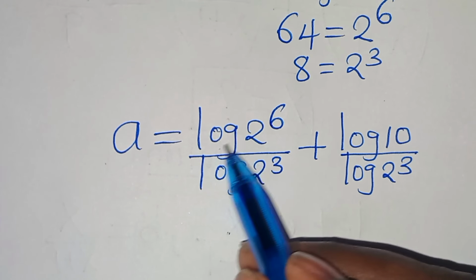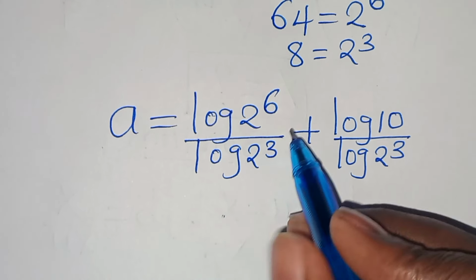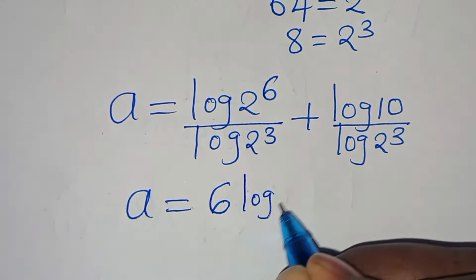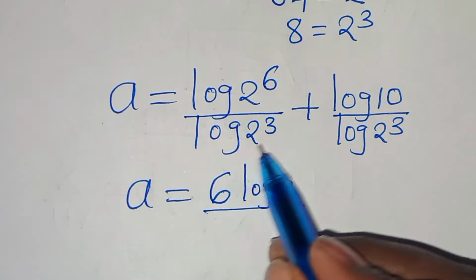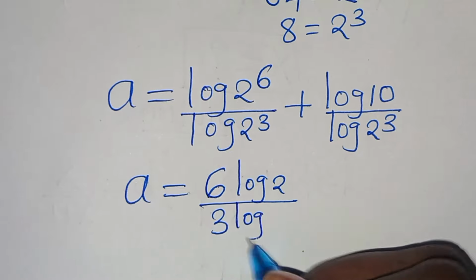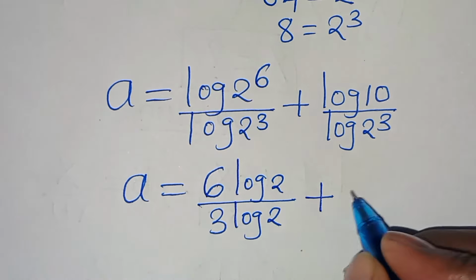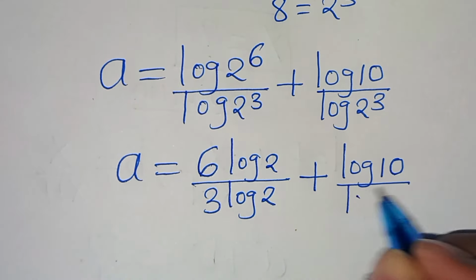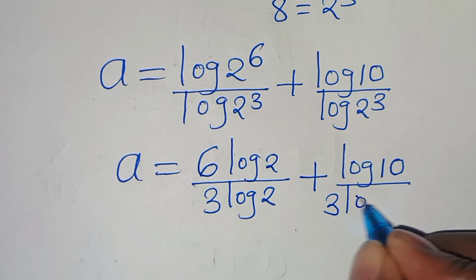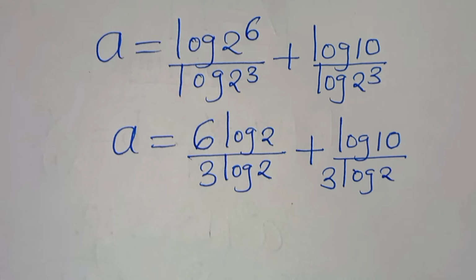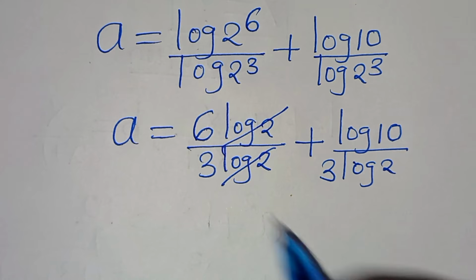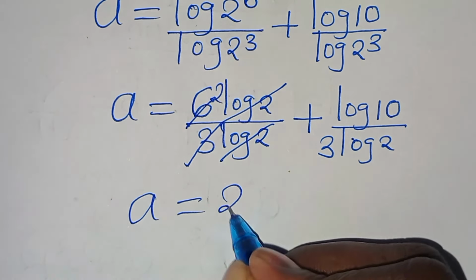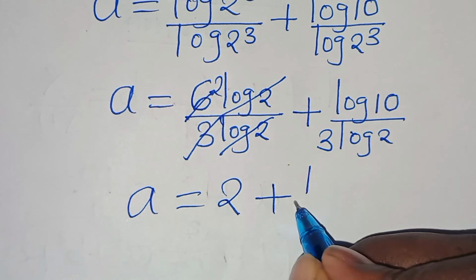Applying the power rule property here, log 2 to the power of 6 becomes 6 log 2, divided by log 2 to the power of 3, which is 3 log 2. Then plus, here we have log 10 divided by log 2 to the power of 3, which is 3 log 2. The next step is to simplify log 2 and log 2 here. 6 divided by 3 is equal to 2. So we have that a is equal to 2 plus 1 over 3.